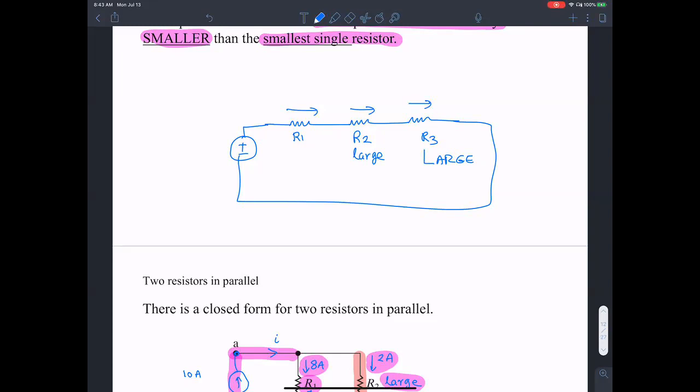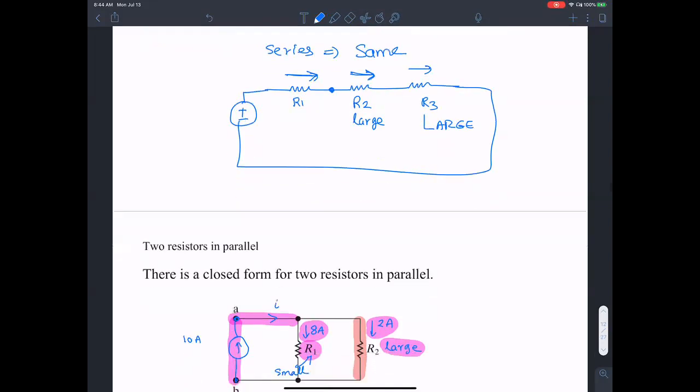It's the same. The current that is coming in here has nowhere else to go but through this. So what's the definition of current in series? It stays the same. It's constant. It's the exact same current coming in. So the voltages across these resistances will certainly be different, but the current in a series is exactly the same.